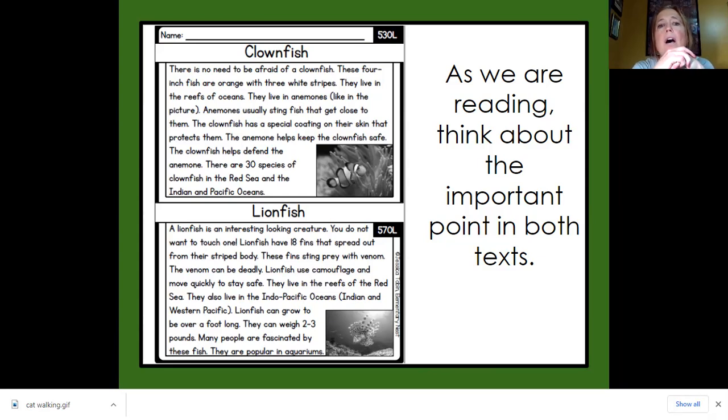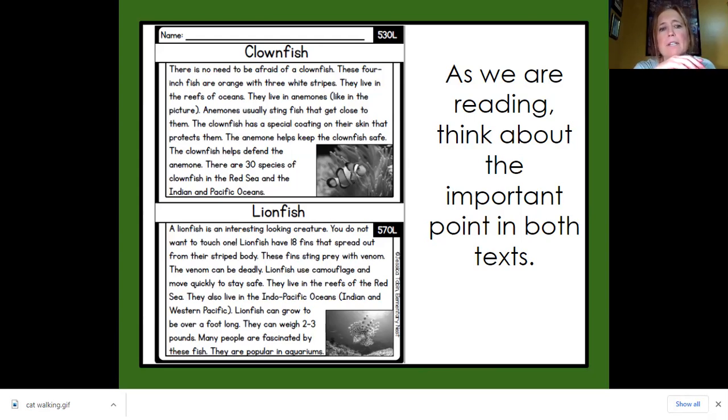All right, so in this one, I would say that the most important point in the text is that there's no need to be afraid of clownfish, that they actually hide in the anemones to protect themselves from predators. Some of the supporting details, I would say, are that the clownfish has a special coating on its skin that allows it to live inside the anemone.